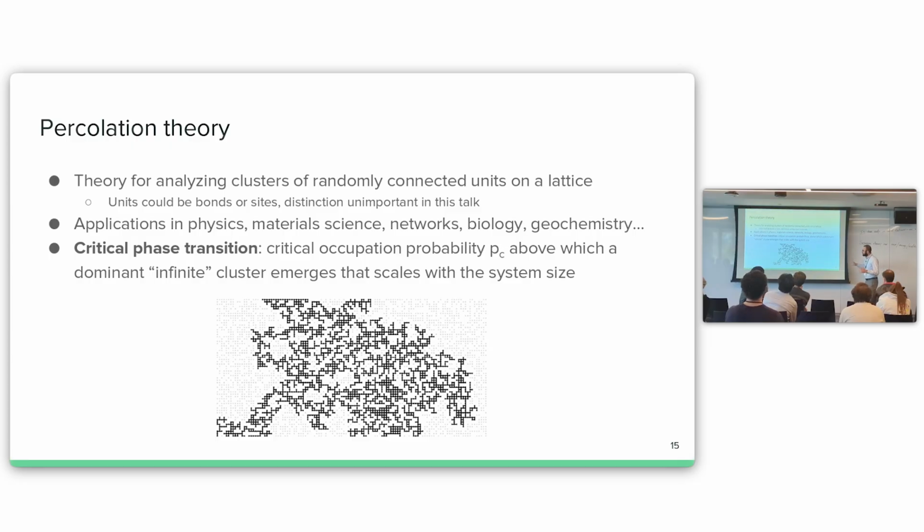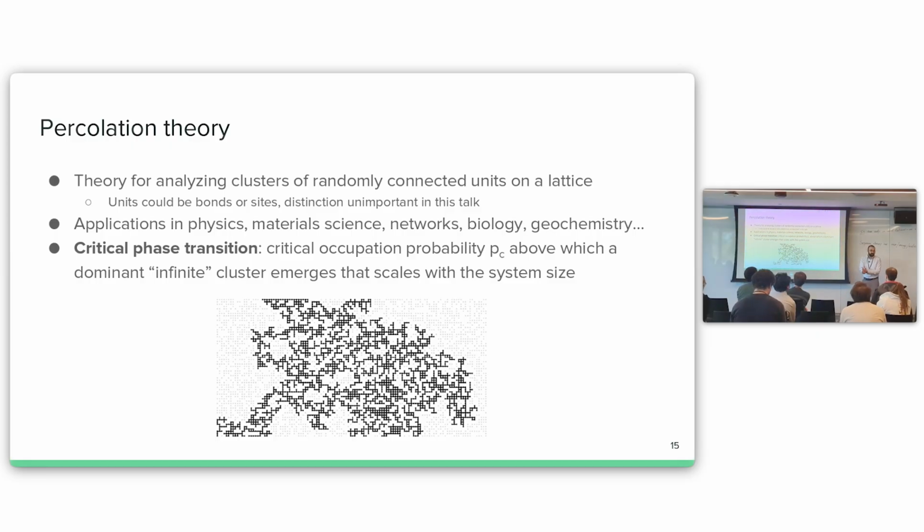So the setup is a high-dimensional lattice with random bonds or sites. It's actually not going to change any of the analysis. And we have a theory that tells us the properties of clusters of randomly connected units on a lattice, which is called percolation theory. This is used in a number of different contexts as a physical model in physics and material sciences. It comes up in network theory. Different aspects are also studied in math.